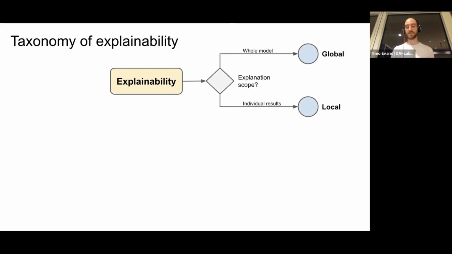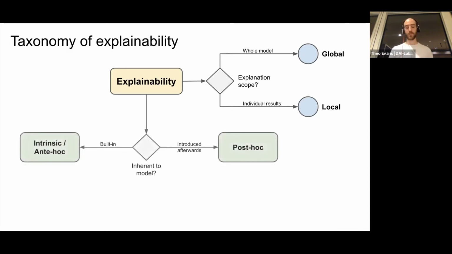Now, there are some very complicated attempts to define a whole taxonomy of explainability and different approaches towards explainability. And I'm going to try and give very briefly a simplified version of that. We can think of explainability as broken down into two main axes. On the one axis, we think about what the scope of our explanation is. Does an explanation tell us about the reasoning of the whole model, or does it give some logic for an individual result?